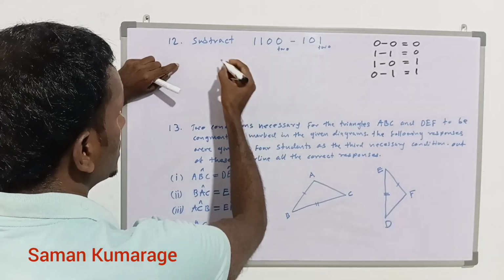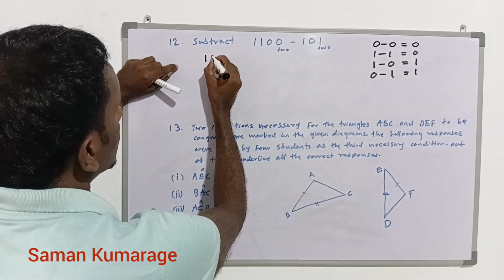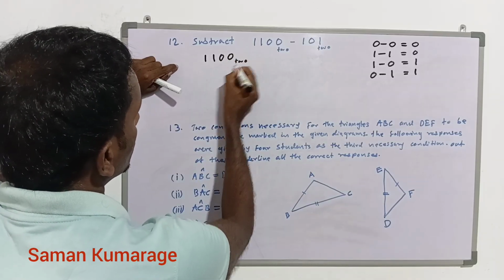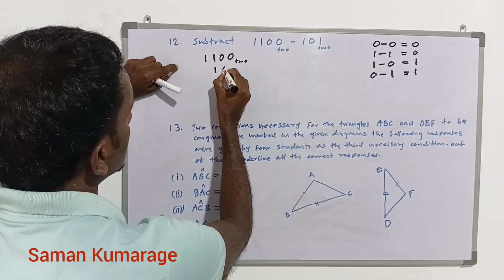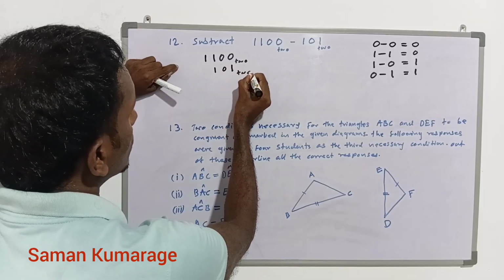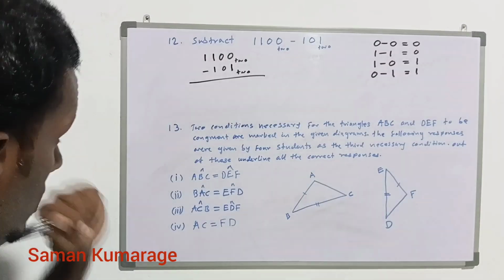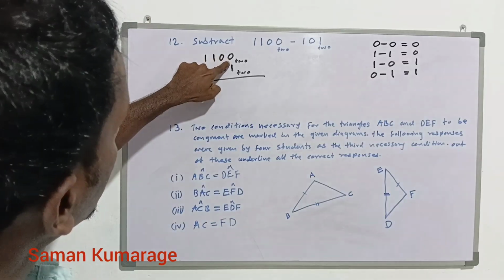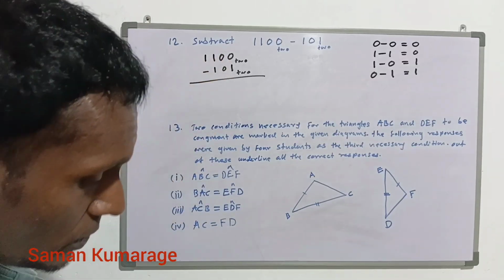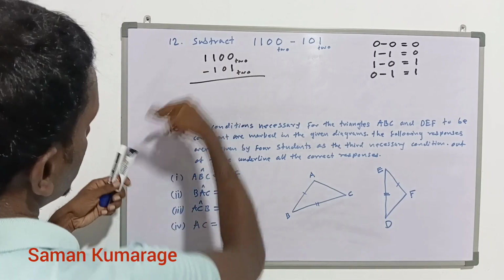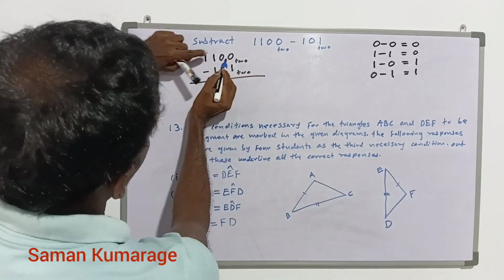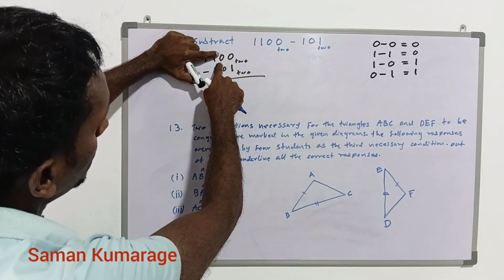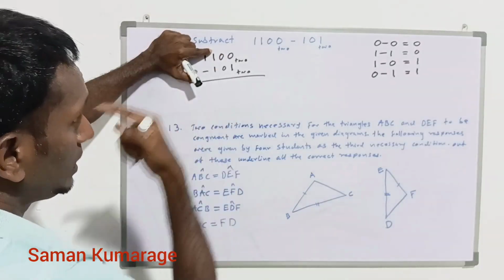First write these two numbers vertically. 1 1 0 0, base 2, and 1 0 1, base 2, subtract. Now let's see how it is done. Okay, we cannot subtract 1 from 0. Then we go to the next. But the thing is there is nothing to borrow from in this column. So then we go to the next column.